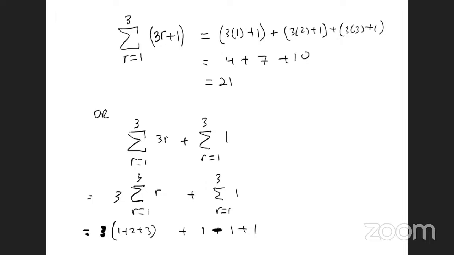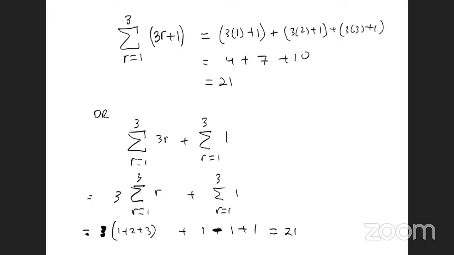Oh, wait, we didn't write the answer. So that'll be 6 and 1, 7. No, sorry, 5 and 1, 6. 6 by 3 is 18. 18 plus 3 is 21.